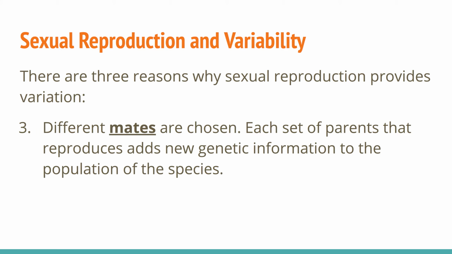And then with sexual reproduction, different mates are sometimes chosen. Each set of parents that reproduce adds new genetic information to the population of the species. In a lot of animals, they have different mates each year, which gives different genetic information, and then along with mutations and so on, especially beneficial mutations, it's going to change the population as a whole.